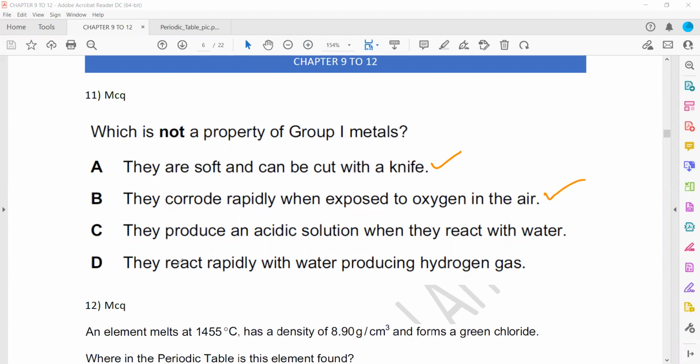Alkali metals are highly reactive. They produce acidic solution. That is totally wrong. Alkali metals do not produce acidic solution. Alkali metals produce alkaline solution or a basic solution, which turns the universal indicator blue or purple. And they react rapidly with water to produce hydrogen. That is also true. So statement C is incorrect.